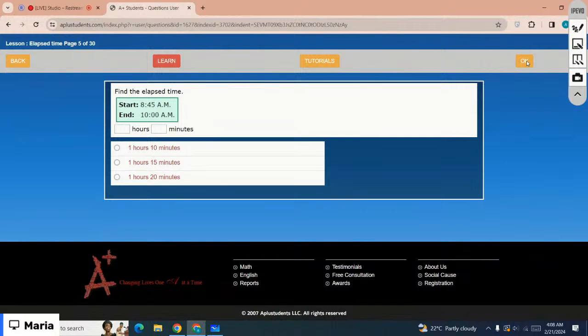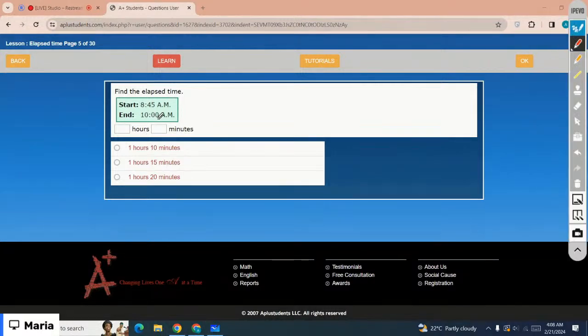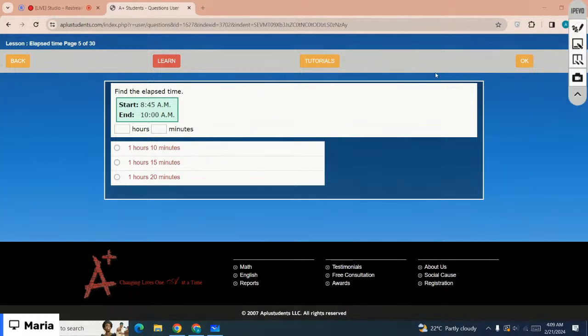So start from the starting point, that is 8:45. From 8:45 to 9:45 a.m. you have 1 hour. Then again from 9:45 to 10 you have 15 minutes. You can break the time like this, so the correct option is 1 hour and 15 minutes.